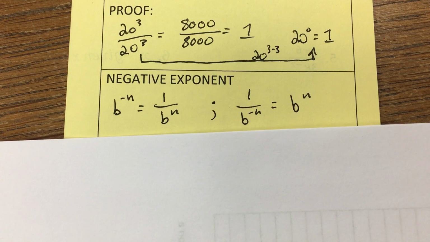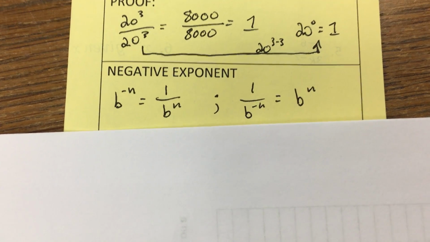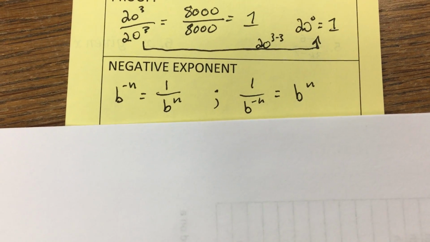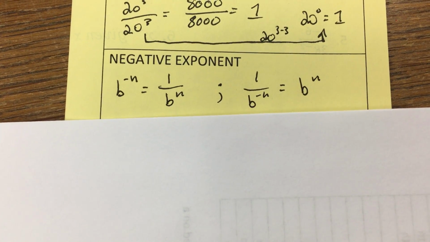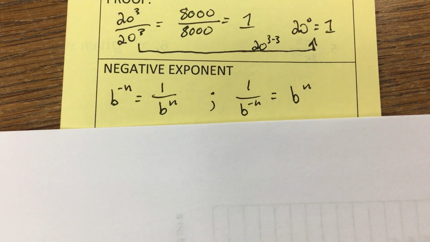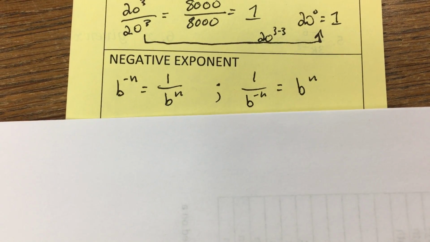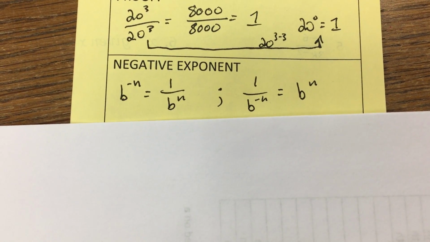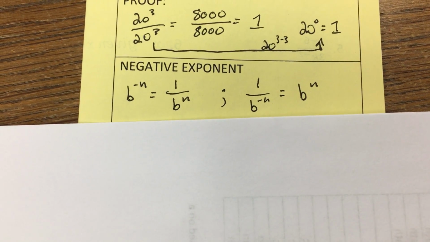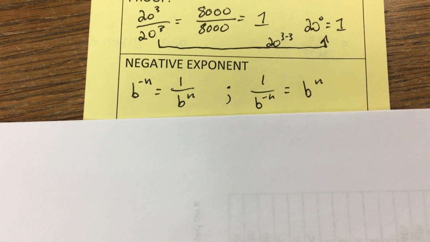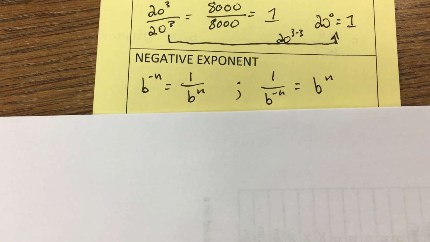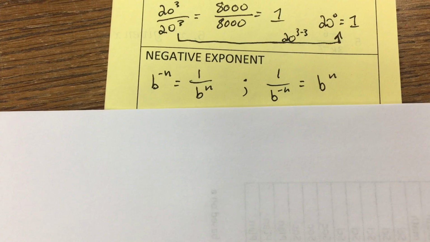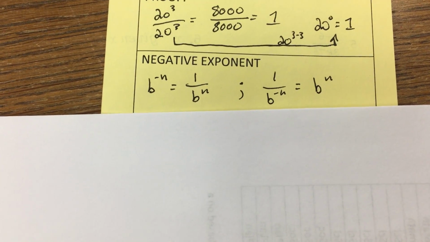The other way to look at it is if we have 1 over b to the negative n, once again, we find the reciprocal, which, as we remembered from yesterday, is flipping the fraction. You find the reciprocal, and the exponent becomes positive. How do you get rid of negative exponents? By finding the reciprocal and turning the exponent positive. You'll notice that the base doesn't change. The base doesn't go from negative to positive or positive to negative. The base remains the same.